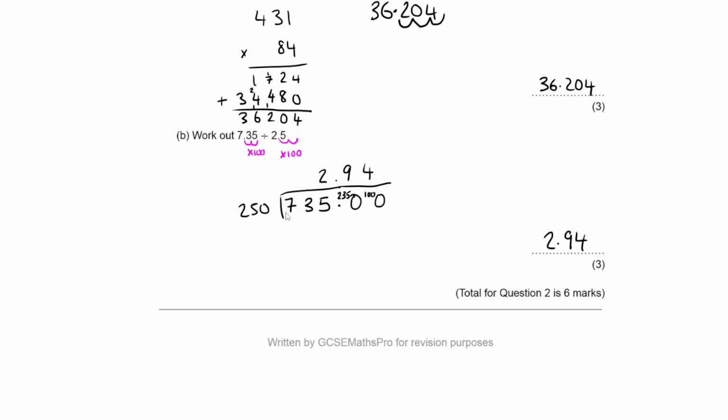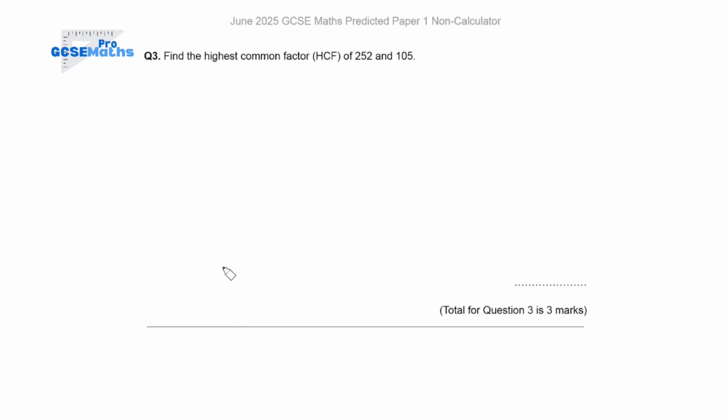If you did 25, you would have got 29.4, so you would just have to scale it back by the difference between your original amounts that you scaled. For example, 10 and 100, the difference is 10. Question 3, find the highest common factor of 252 and 105.